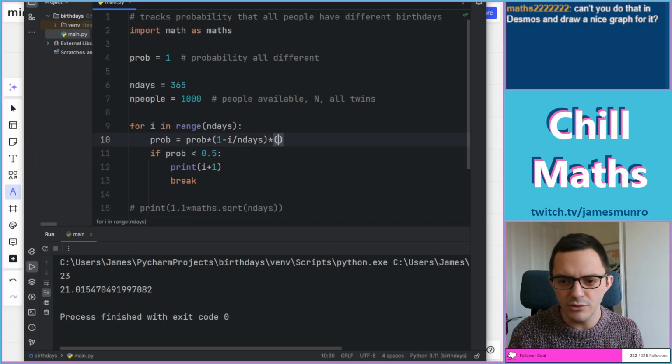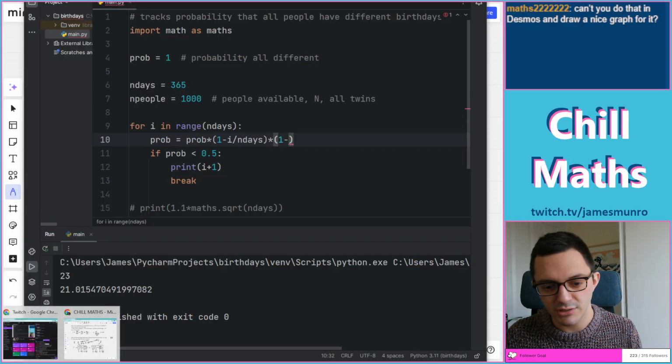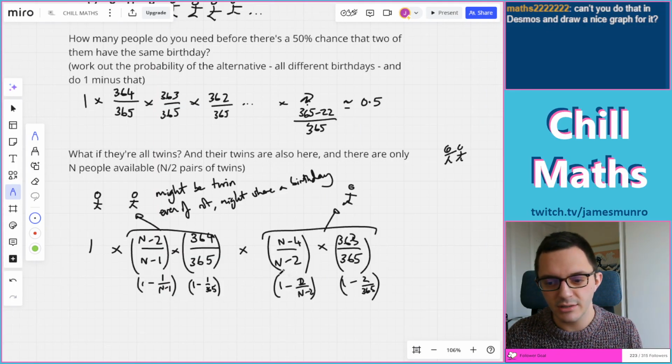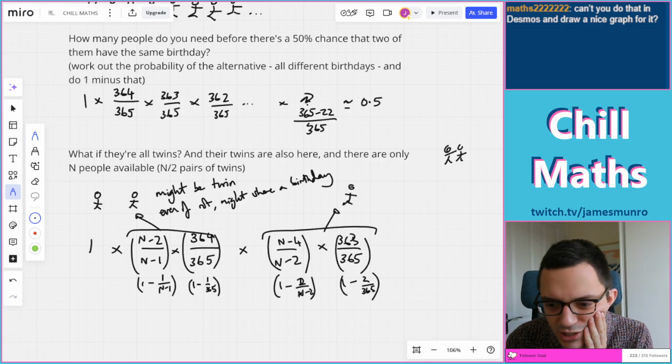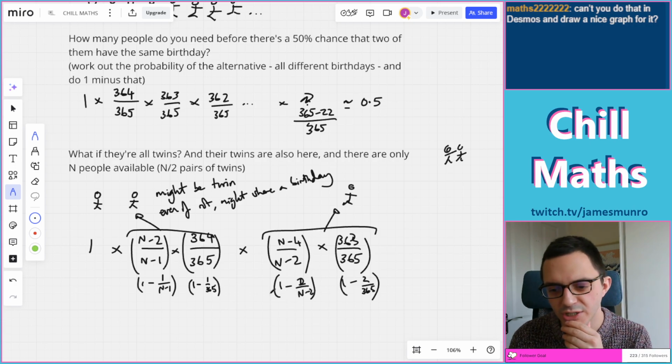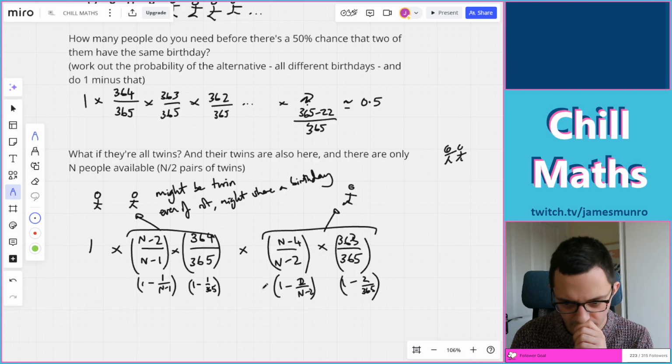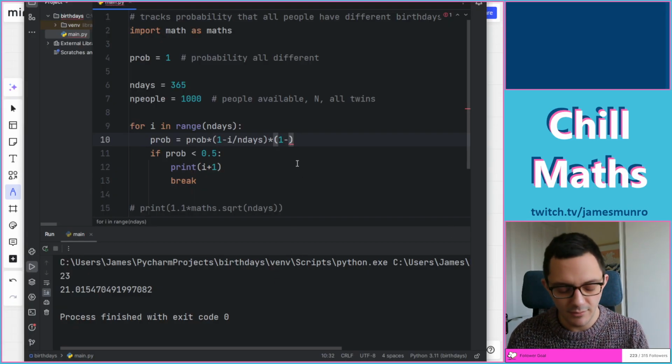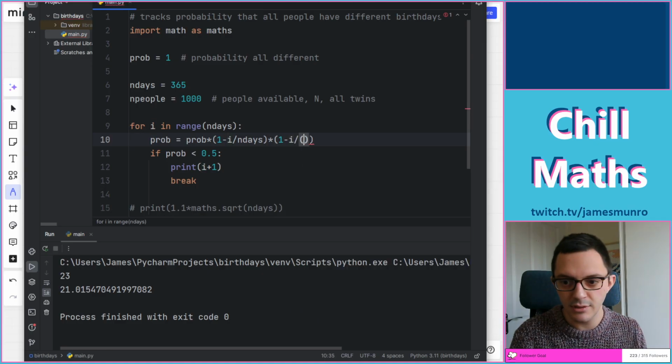We're going to hide this because I think that's going to stop being true. And we're going to put in this new term to say you also have to avoid being one of the twins. Quick look back at my charts. What have I got? This should go like subtract 1, subtract 2 over n minus... Oh, the denominator's changing though. The denominator's changing as we go along. That's fun. Because the number of available people is changing. Cool, okay. So this is going to be 1 minus i over n minus i or something.